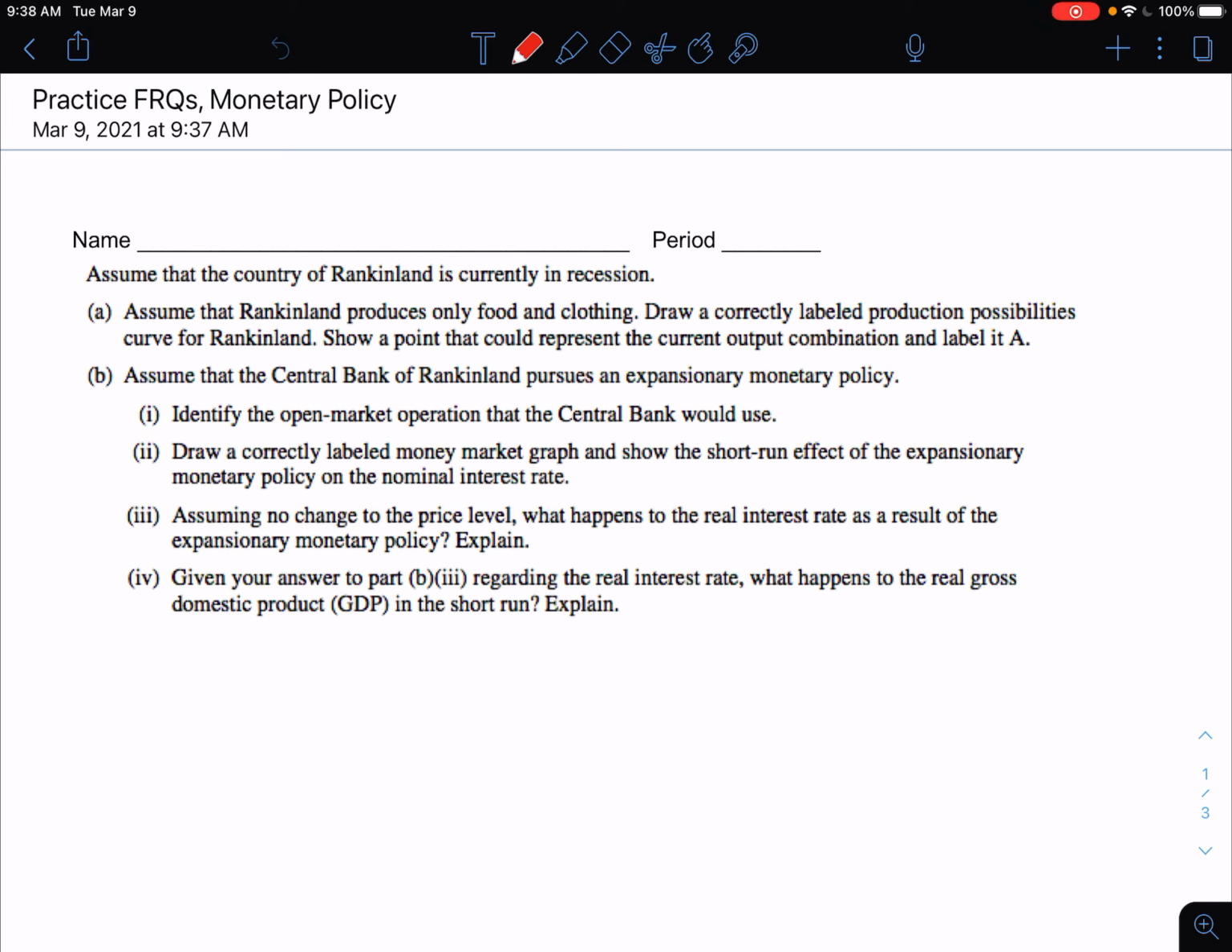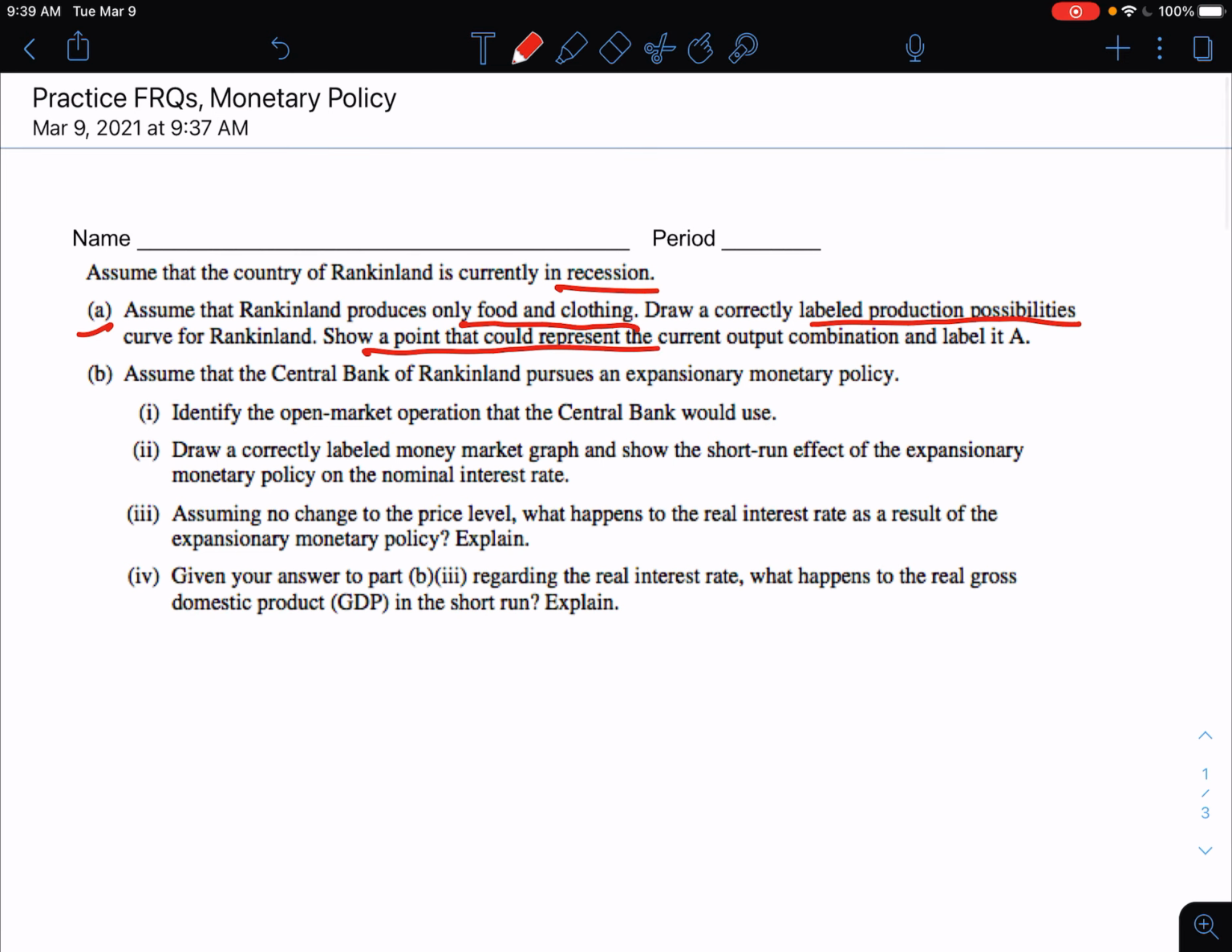Okay, guys, so here we go, talking through these monetary policy FRQs. First of all, you have to notice that Rankin Land is in recession. So to do part A, we're going to assume that Rankin Land only produces two items, food and clothing. So we're going to draw a correctly labeled production possibilities curve, and then show a point that could represent the current output and label it A.